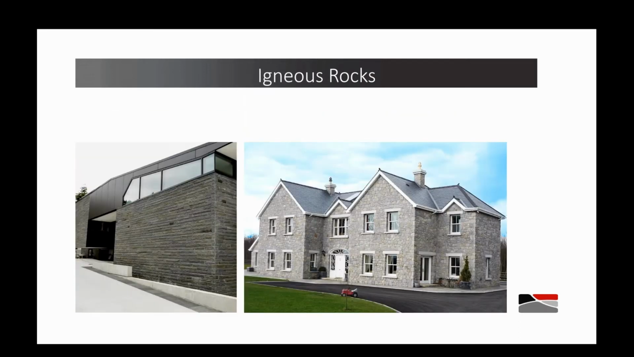The third group of rock is igneous rock, and this is basically formed from magma or lava in the earth. As it rises through the earth's crust, it cools, and in that cooling process forms itself into what we refer to as igneous rocks. These are typically the hardest stones that we build with, and examples of igneous are granites and basalts.